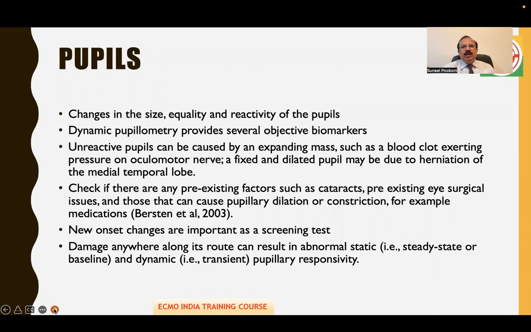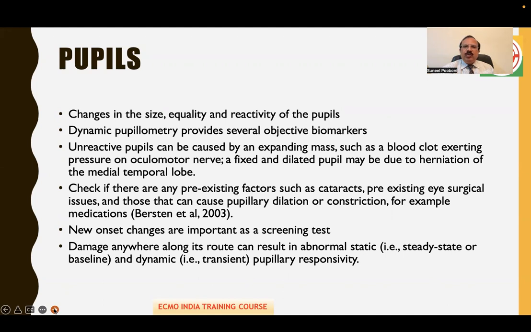Changes in the size, equality, and reactivity of the pupils should be noted. Dynamic pupillometry provides several objective biomarkers also. Unreactive pupils can be caused by an expanding mass such as a blood clot, exerting pressure on the oculomotor nerve.